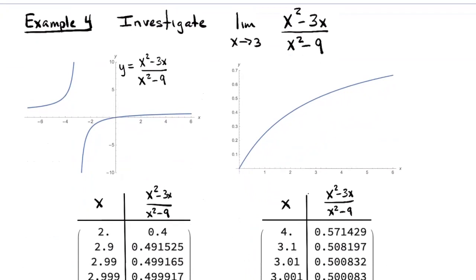It doesn't have to be. I can take limits at values of x, the a value, that aren't in the domain because the limit is just about what's near it. So I've got 2 pictures, 2 graphs here. The one on the left is the graph of the function. I've labeled it there, y equals (x squared minus 3x) over (x squared minus 9). But it's a little bit hard to see what's going on in that picture.